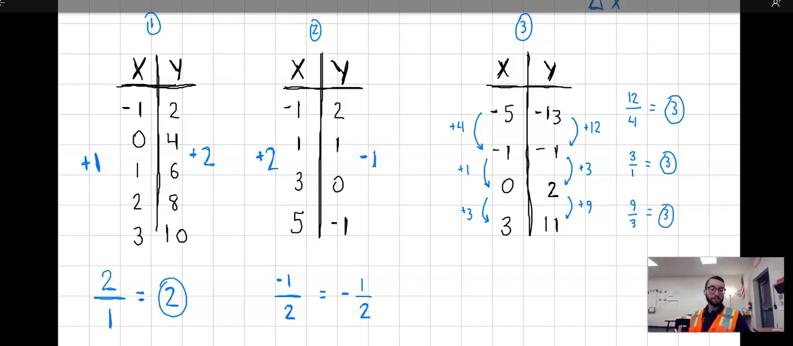So you may get some tables that skip around, but if you look, all of my ratios y over x are all the same, so this table would have a slope of 3.